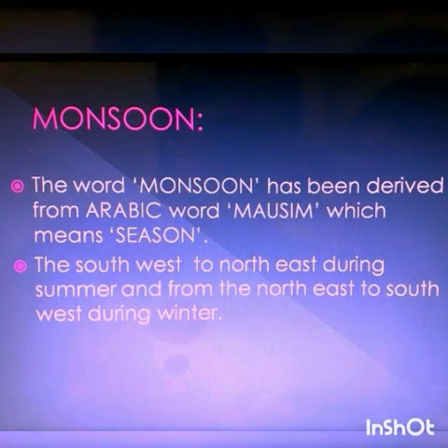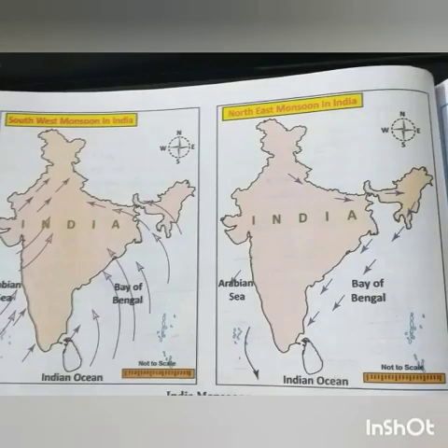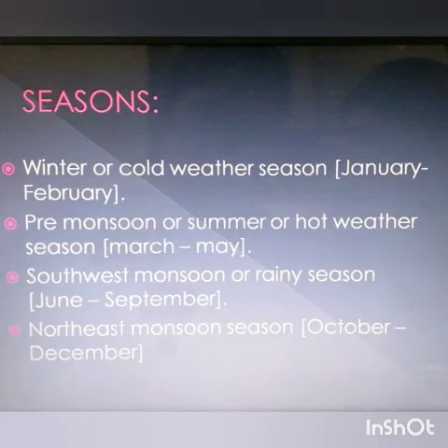Let us see about monsoon. The word monsoon has been derived from the Arabic word mawsim, which means season. The winds blow from the southwest to northeast during summer and from the northeast to southwest during winter. We see about seasons. Winter or cold weather season, January to February. Pre-monsoon or summer or hot weather season, March to May. Southwest monsoon or rainy season, June to September. Northeast monsoon season, October to December.